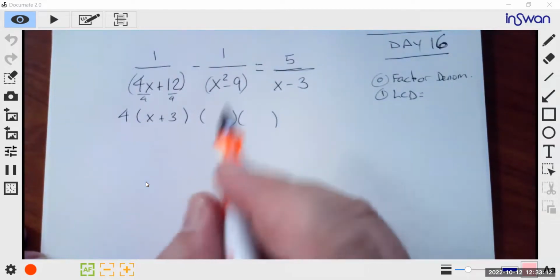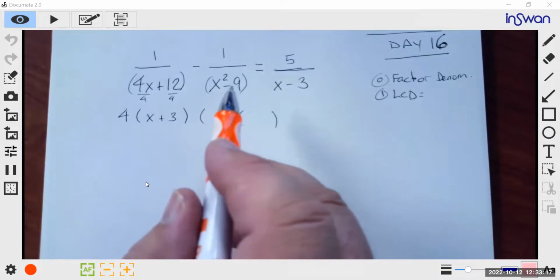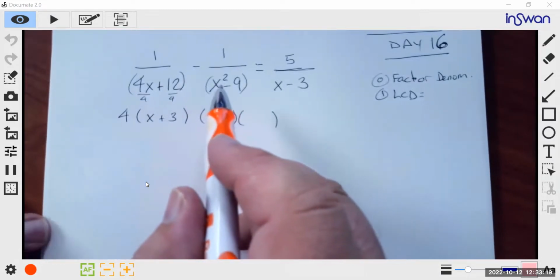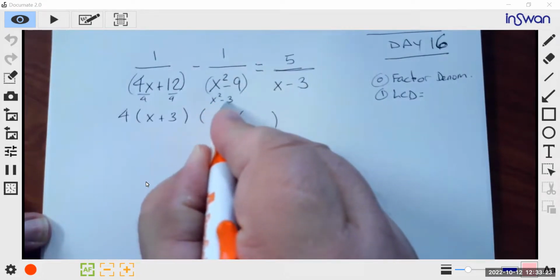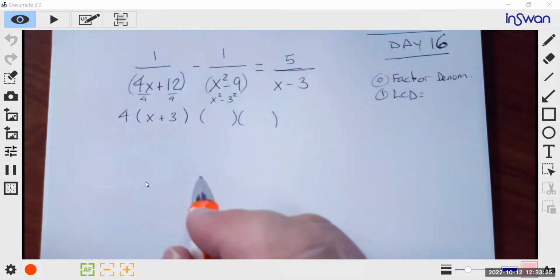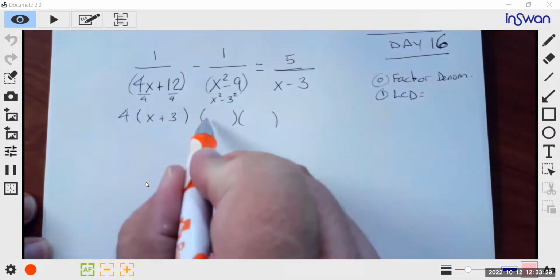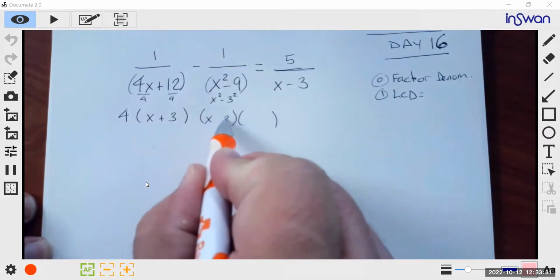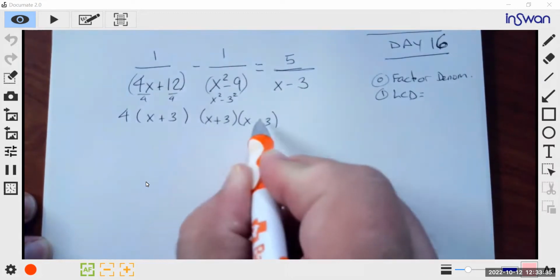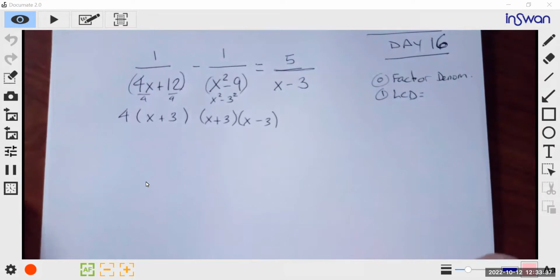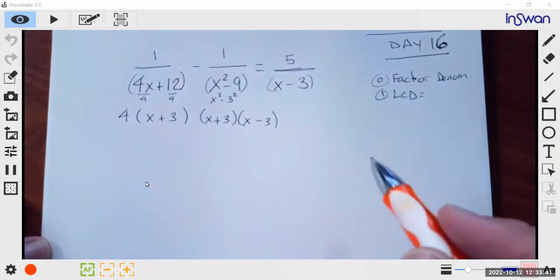It's a difference of 2 squares. Is 9 a squared number? What times what equals 9? So this is x squared minus 3 squared. It's called the difference of 2 squares. So that means it's x and 3, one's plus, one's minus. And the last one is itself, it's x minus 3.